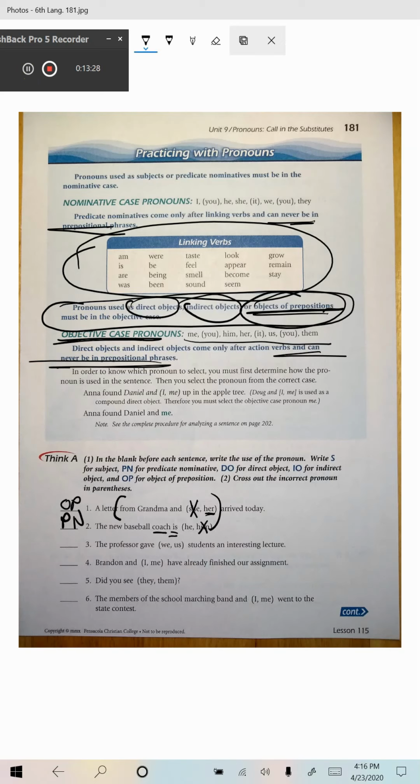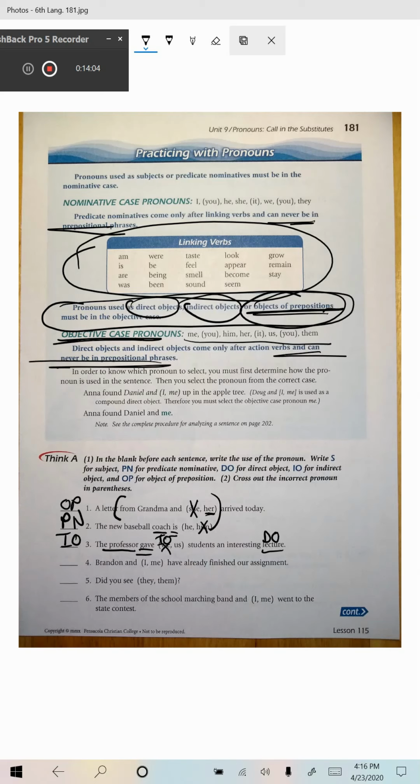The professor gave we or us students an interesting lecture. So the professor gave a lecture to us. So the lecture's the direct object, right? We are the indirect object. So indirect objects and direct objects all take objective case, and that would be me, you, him, her, it, us, you, them, which is us, not we. All right, so that's the indirect object.